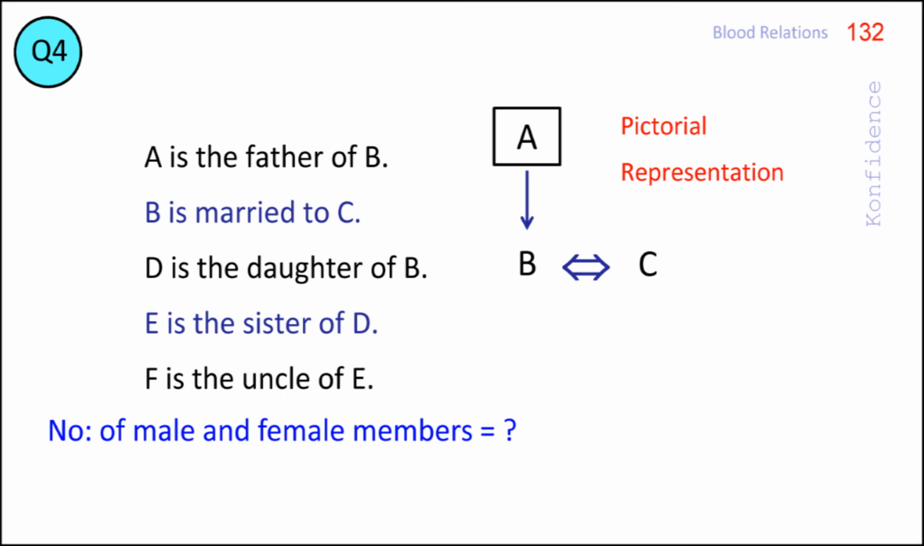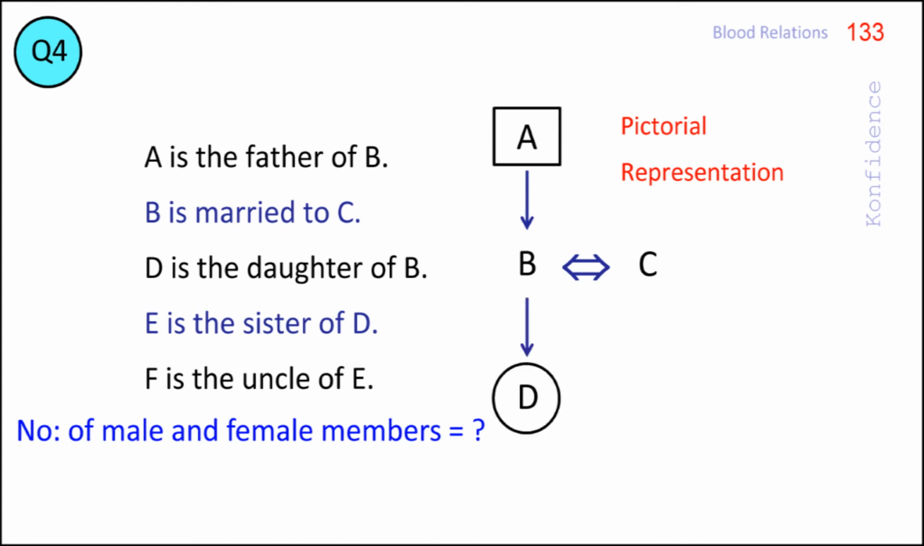From the second statement, B is married to C, we can indicate the relationship between B and C using the double line double arrow. But we do not know the specific genders of B or C. However, as they are married couples, we can be sure that one among them will be a male and the other a female.